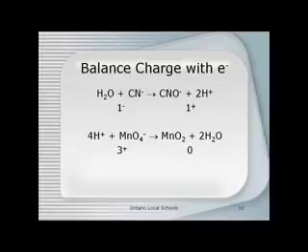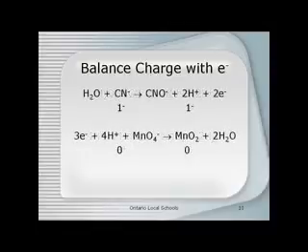For the MnO4 minus reaction going to MnO2, we have 3 plus charges on the MnO4 minus side. 4 plus 1 minus makes 3 plus. The side that has MnO2 plus 2H2O has 0 charge. It's neutral. So we have an imbalance of 3 plus charges there.